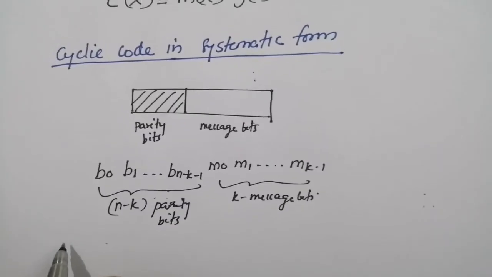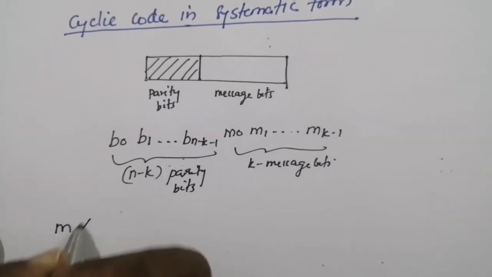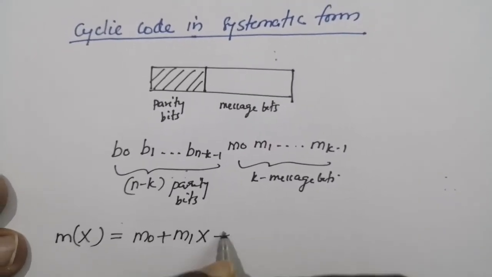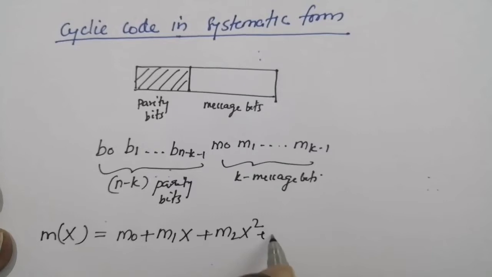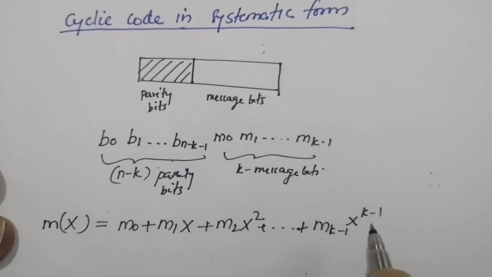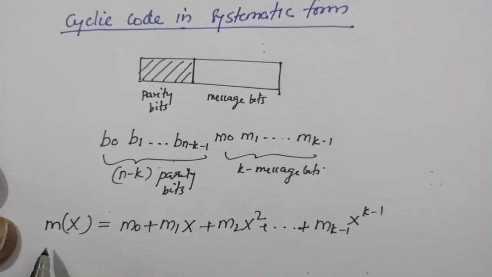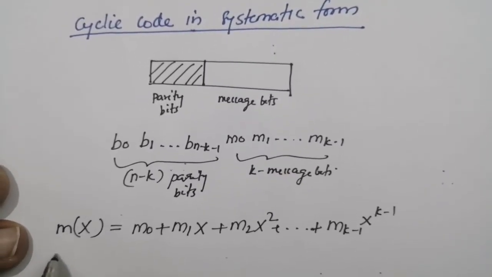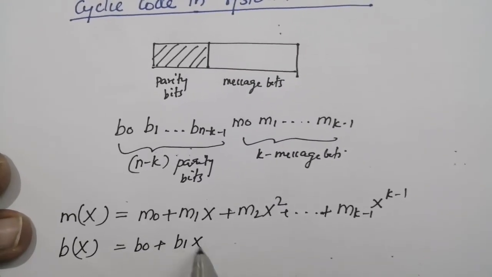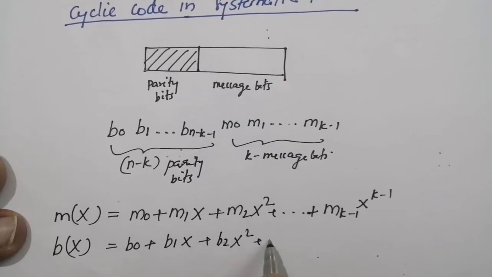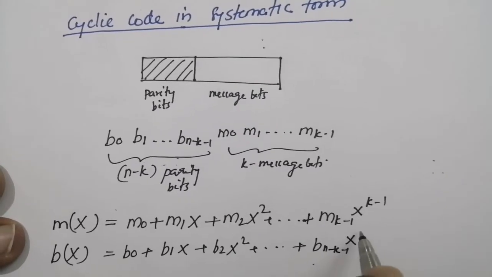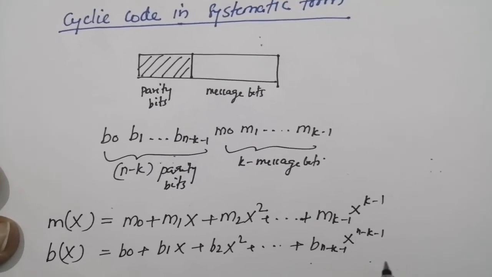Now let the message polynomial be represented as m of x equal to m0 plus m1 x plus m2 x square plus etc. plus m_(k minus 1) x raised to k minus 1. Similarly, we will represent the parity polynomial as b of x equal to b0 plus b1 x plus b2 x square plus etc. plus b_(n minus k minus 1) x raised to n minus k minus 1.